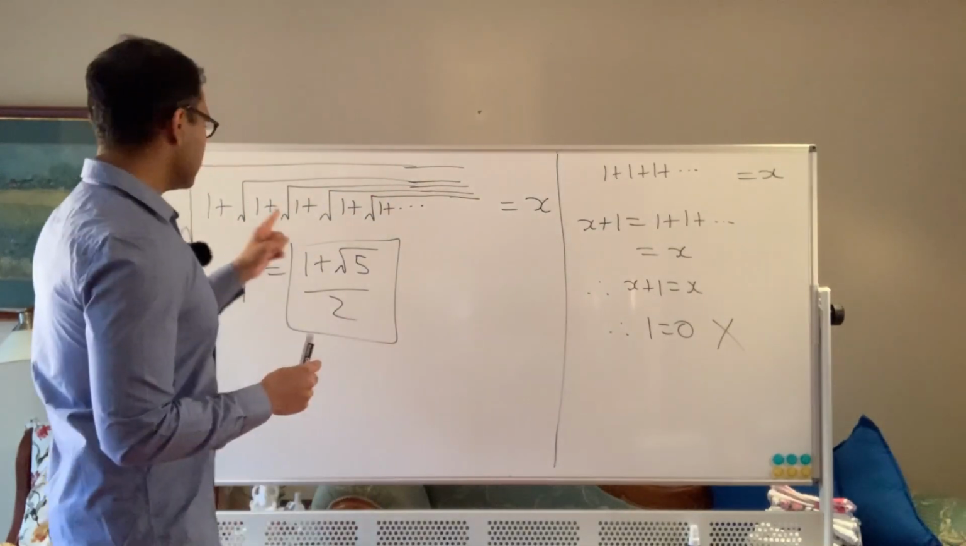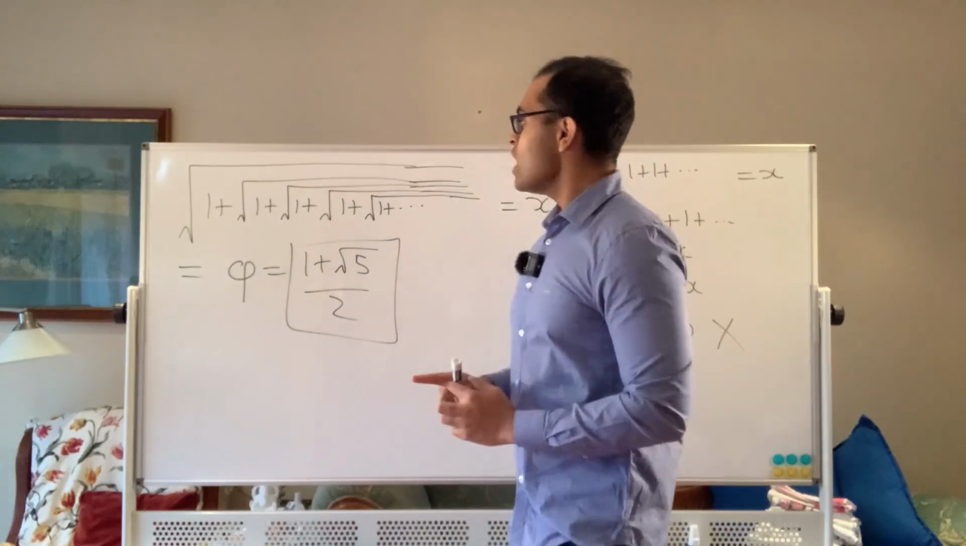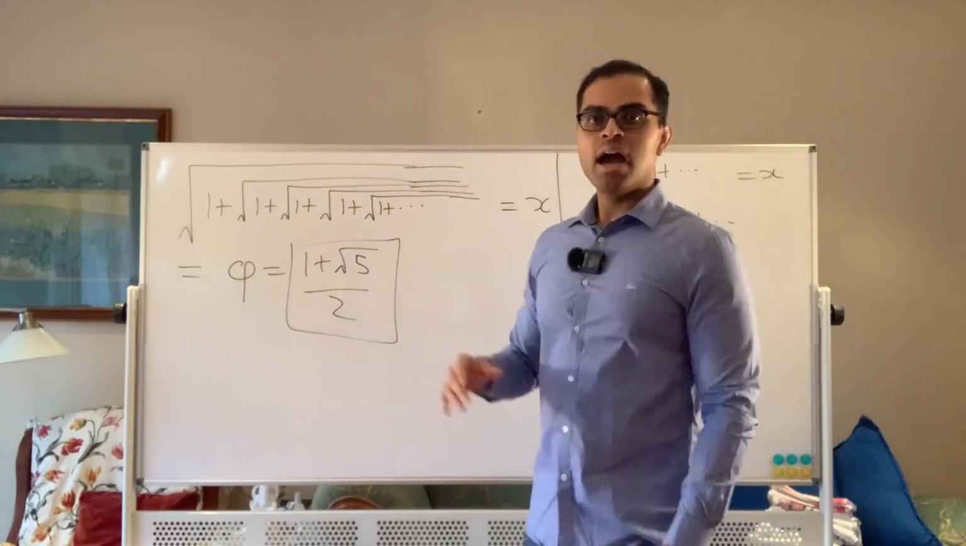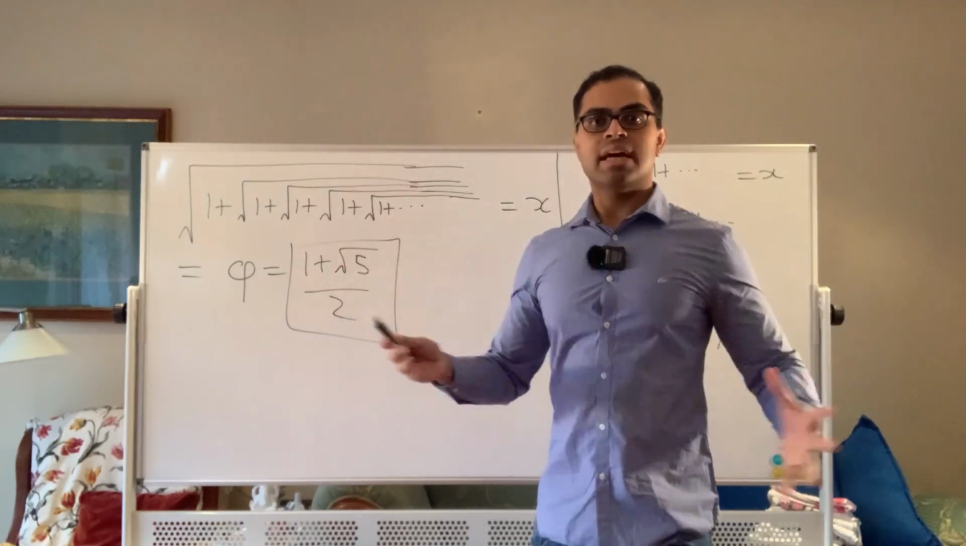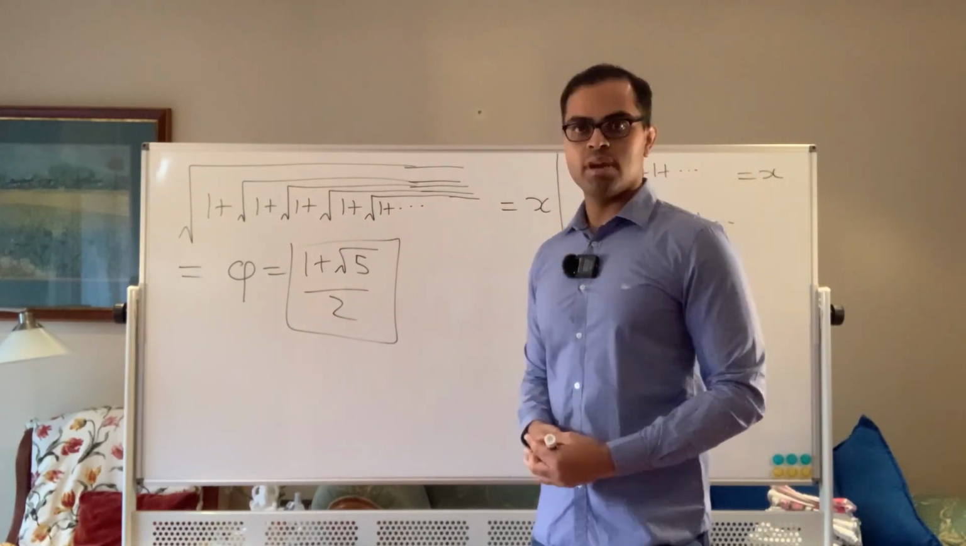And this is why in this approach here, we have the same question. Someone can ask, if we keep on doing this long, complicated thing, how do we know that we're not getting something that is infinity? And if it's infinity, then we certainly can't say it's 1 plus root 5 over 2.